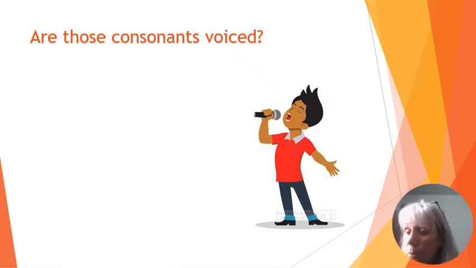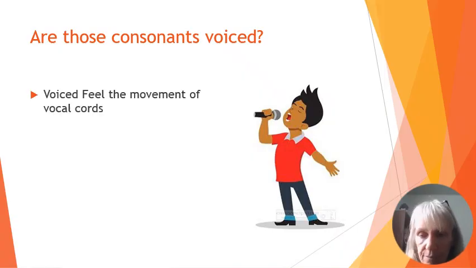So we've talked about point of articulation and manner of articulation, and the other way we describe how we make our consonant sounds is whether or not they're voiced or voiceless. Are those consonants voiced? Are we vibrating? Voice is the movement of the vocal cords. If you put your hand over your neck right here and say certain consonants and you feel a vibration in your hand, then we know it's voiced. If we do not feel that, it is voiceless.